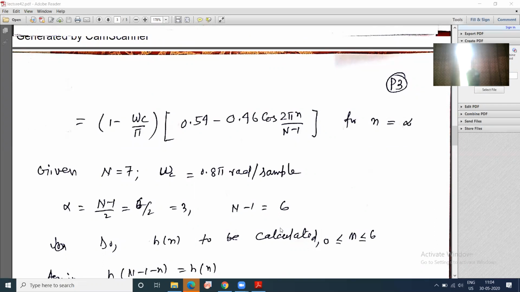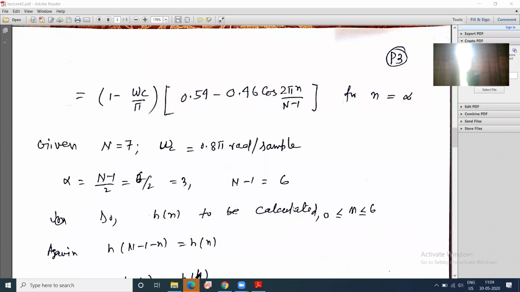0 to 6, because the limit of the non-zero impulse response for an FIR filter will be n equal to 0 to N minus 1. 0 to N minus 1, where N equals 7, so 7 minus 1 equals 6. So it will be 0 to 6. So if n equals 0 to 6, then you have to find up to h6.